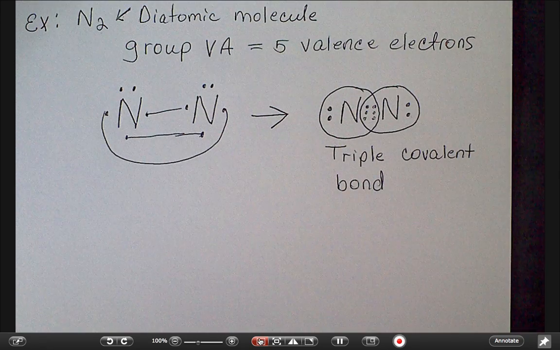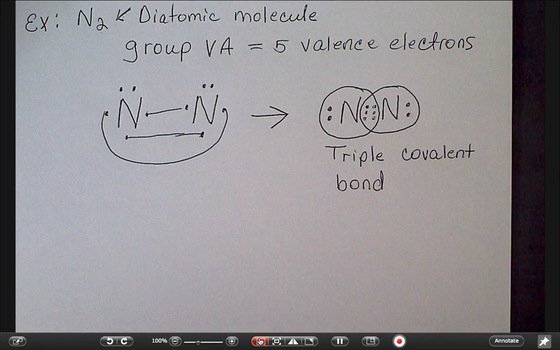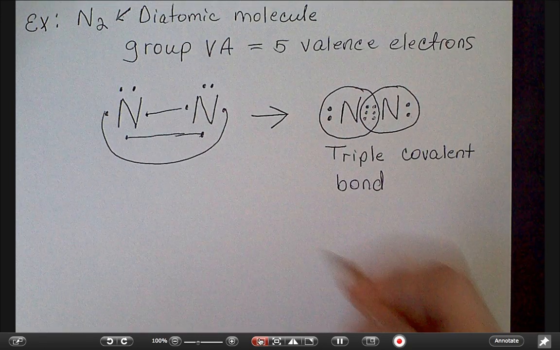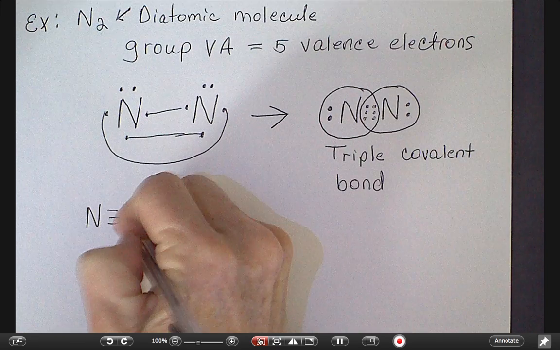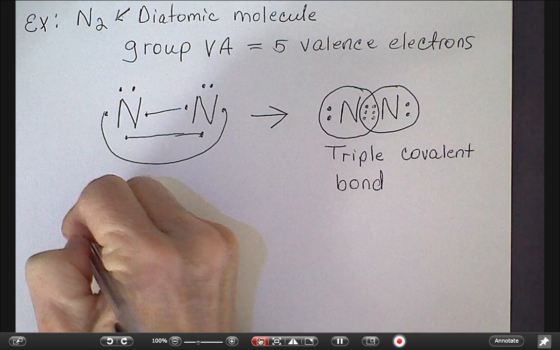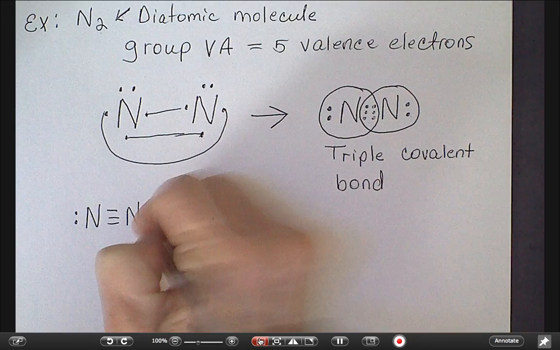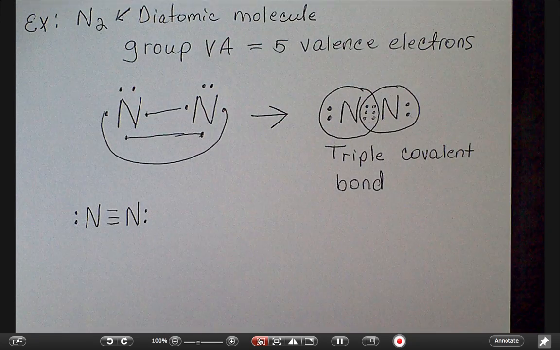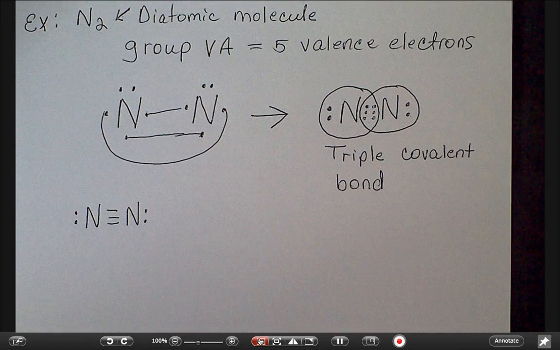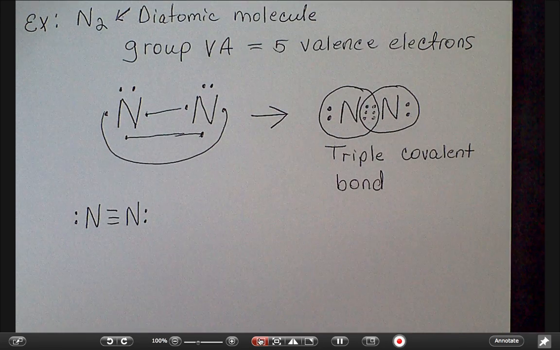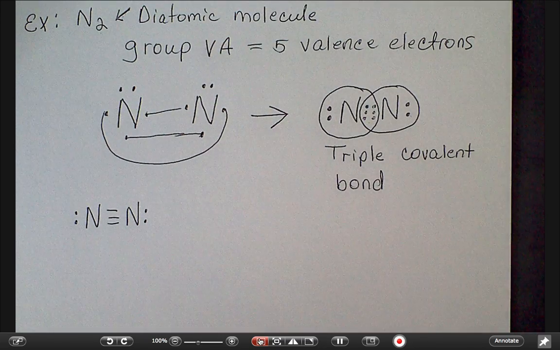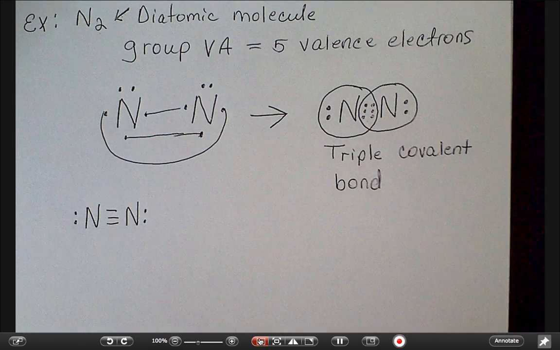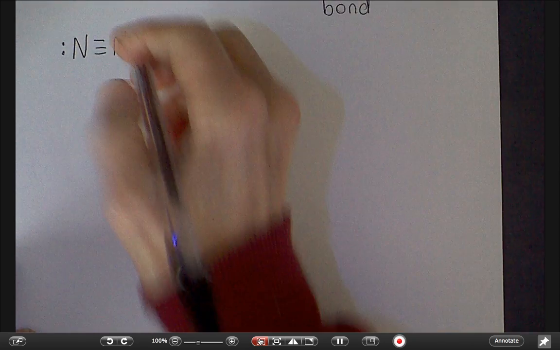Now then, how else can we see this drawn? 3 lines. Okay, so we've got our N, 3 lines in the middle, our N, and your unshared pairs on the outside. Questions? And we'll be doing a lot more of this, drawing these Lewis dot structures. Okay, we're going to move on now to strength of covalent bonds.